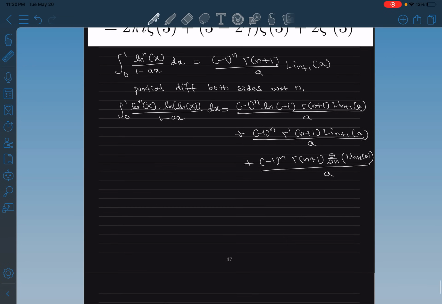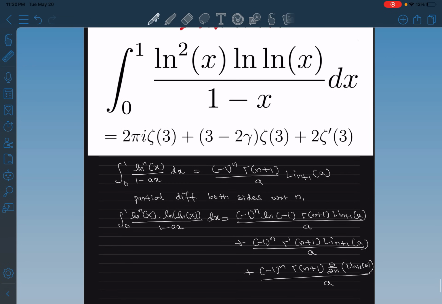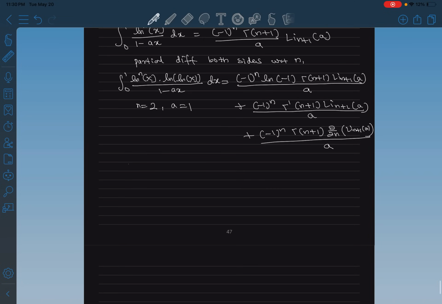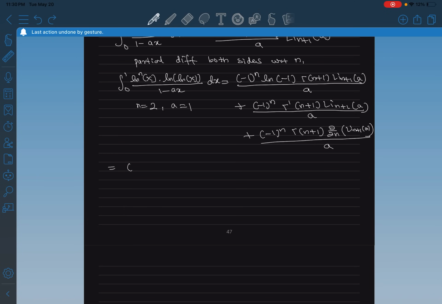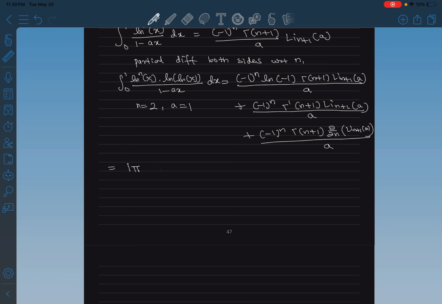Okay, so now for our case we have n as 2, and a as 1. So let's find this value for n as 2 and a as 1. Okay, (-1)^2 is just positive 1, and then log of -1 is iπ, we'll take the principal value, and then Γ(3), and then Li_3(1), right?